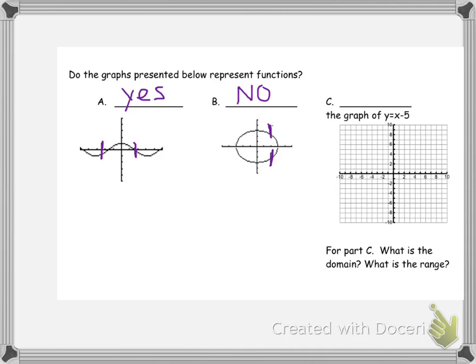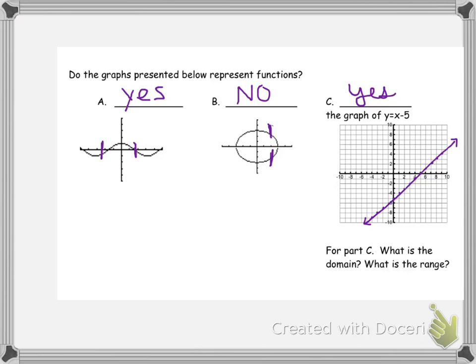And in C, we need to graph the line y = x - 5. A little bit of a review here. Fortunately, we're given the line in slope-intercept form. The y-intercept is -5. The slope is 1. So we can plot a bunch of points and then draw the line to connect them, and we see that yes, this is a function. Notice when I drew my line, I had it extend across the entire graph. That's a good practice. Now for part C, we're also asked what is the domain and what is the range.